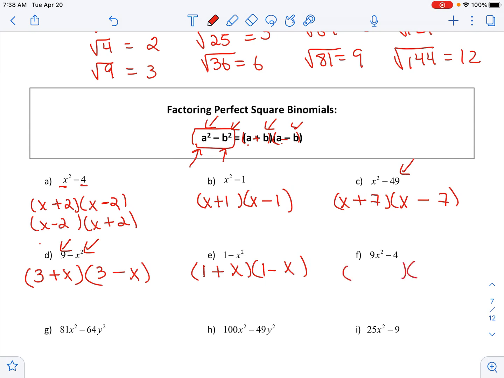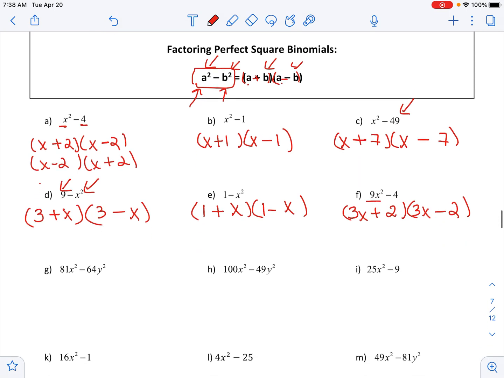Okay, now look at the next one. Notice you have a 9x squared. Square root of 9 is 3, but then notice you also have the x squared with that. So you also have an x and an x. So really, your first term is 3x and 3x. One's a plus, one's a minus. Square root of 4 is 2 and 2.